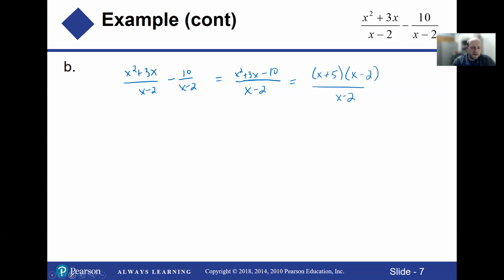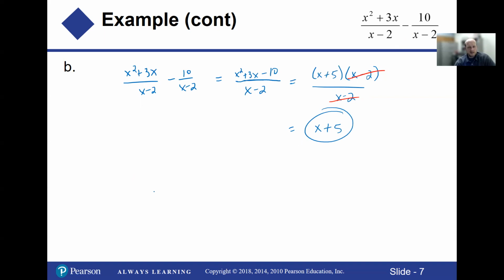And then here, at this point, because you have all multiplication and you have your factors, you can cancel the x minus 2's. So then this one is just simply equal to x plus 5. Okay, so again, in an expression, we're not solving for x, we're just simplifying it.